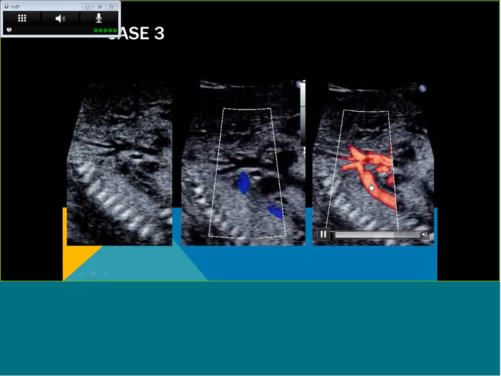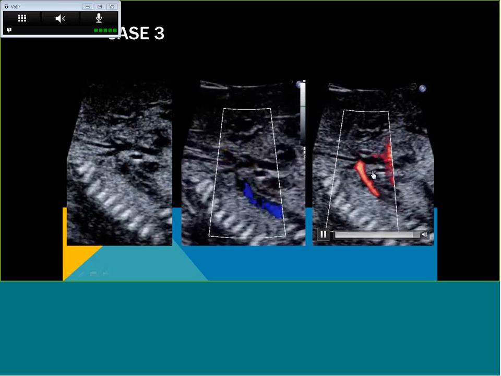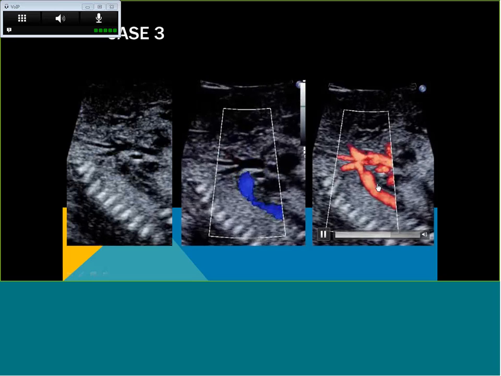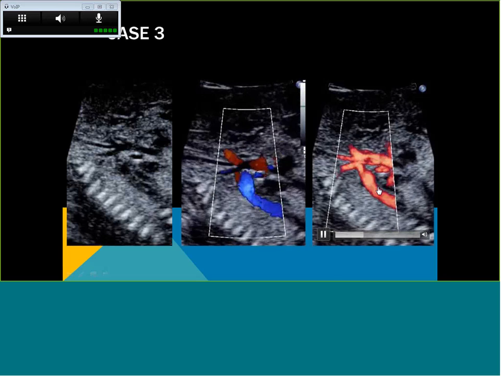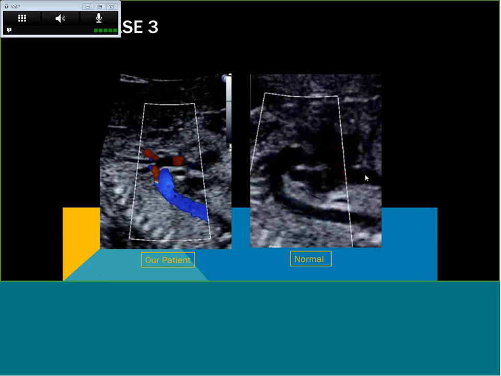In comparison with this, any idea what this vessel is coming here, also connecting to the descending aorta? The ductus arteriosus. I didn't forget about that extra dot, I promise. So again, just to compare, this is our patient.